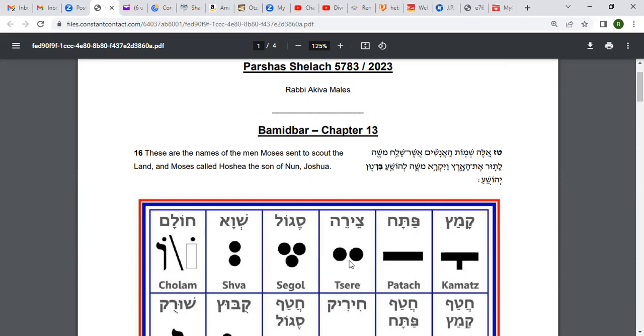And we know that of the 12 spies that go in, there's 1 for every shevet. Of the 12 spies that go in, only 2 of them remain faithful to Moshe and HaKadosh Baruch Hu, and that is Kalev and Yehoshua. The other 10 come back with a terrible report. It demoralizes everyone. They cry about how they want to go back to Egypt.